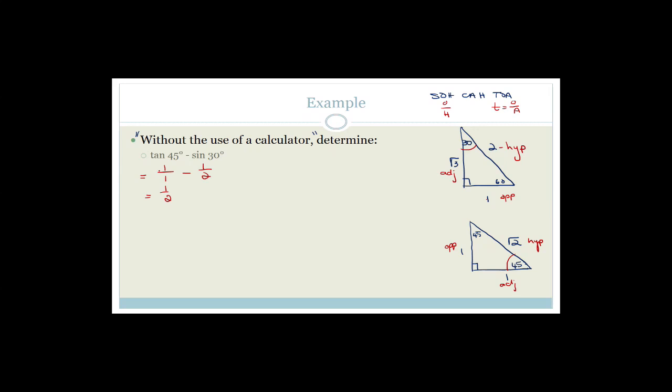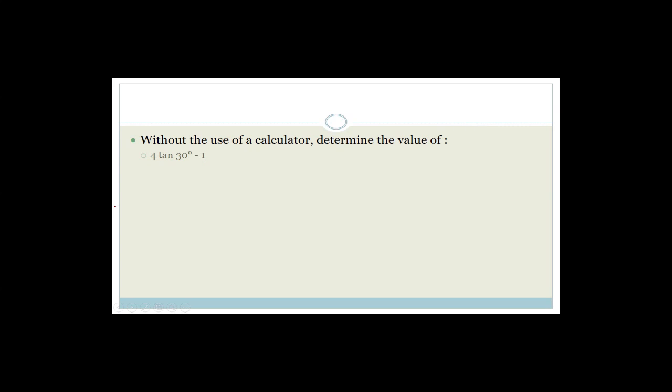And no, you don't have to write it as 1 over 1. I'm just writing it as 1 over 1 so you guys get to see what I'm doing. Obviously, 1 divided by 1 is just 1. Okay, so there's your answer. See how nice and easy that is. Now, let's do this one.